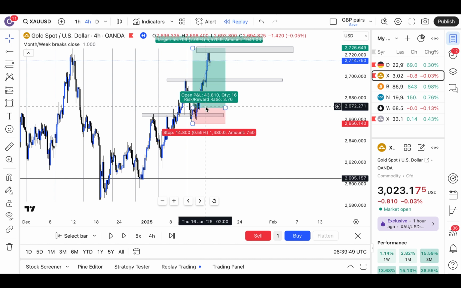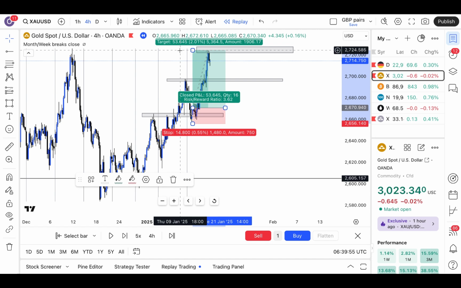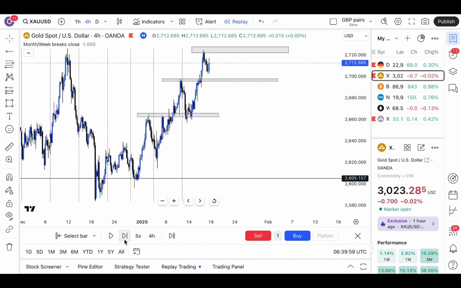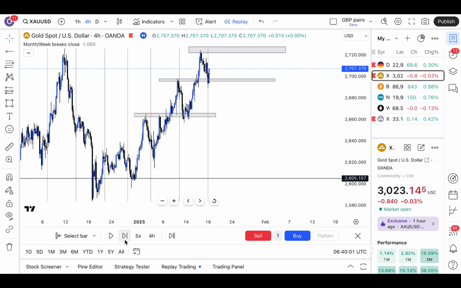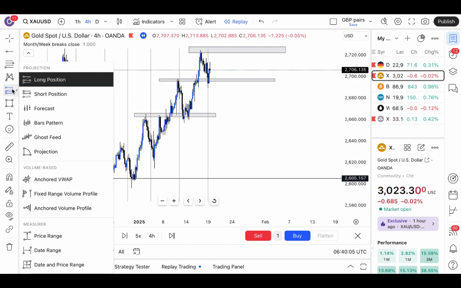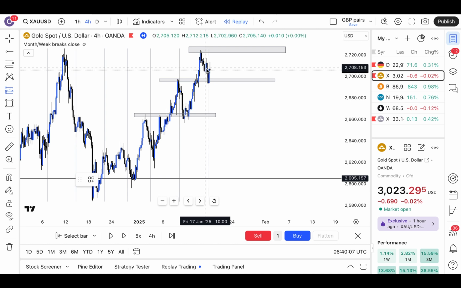The first entry is done. We more or less close it because we're done with that. We've gotten our reward already, so we start anticipating another opportunity, right? And what happens next? Boom, we got there, engulfed the previous candle, giving us a very good entry.